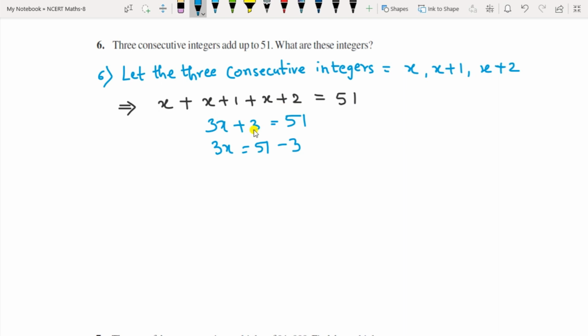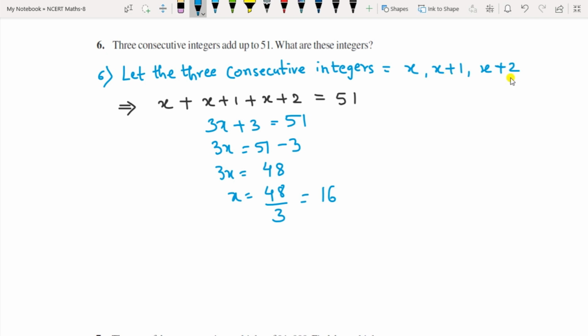So 3x gives 51 minus 3. The 3 is in addition with relation to 3x. That moves to the other side, becomes subtraction. So 3x equal to 51 minus 3, that gives 48. So x equal to 48 by 3, that gives you 16 answer.